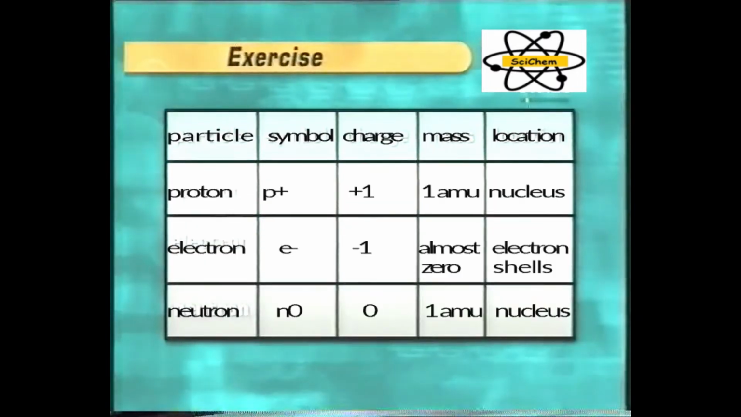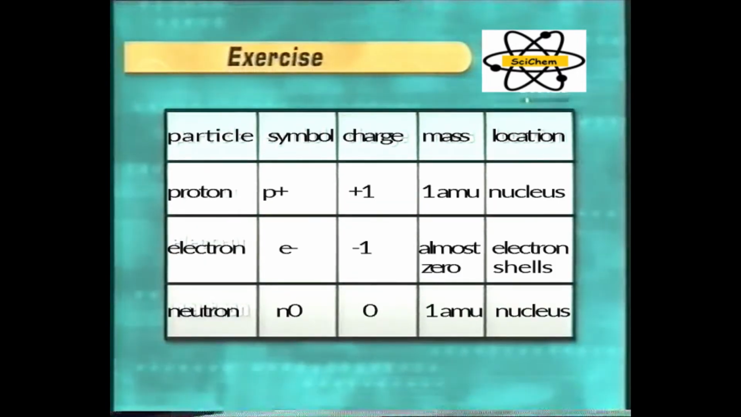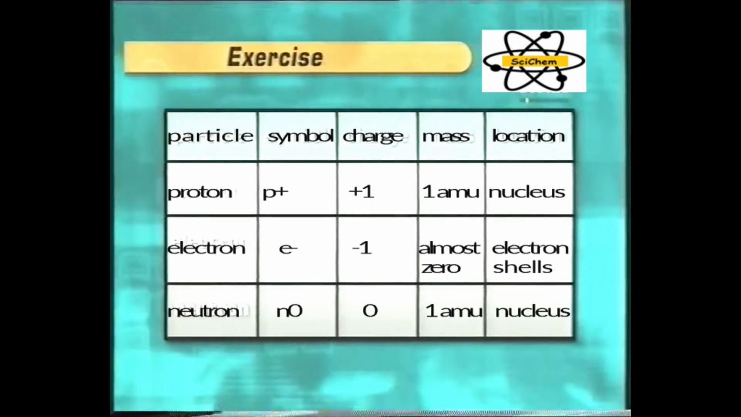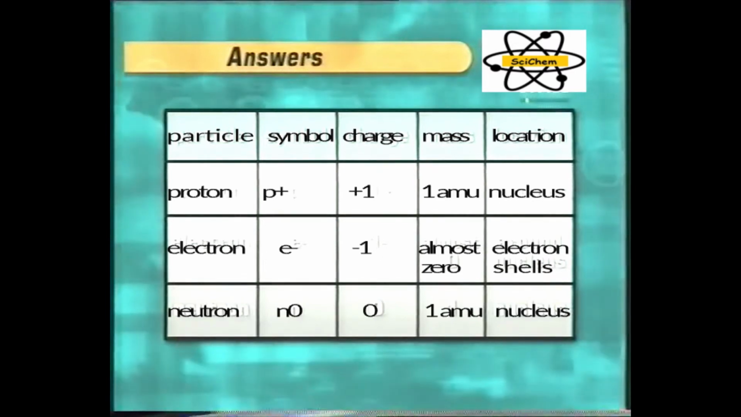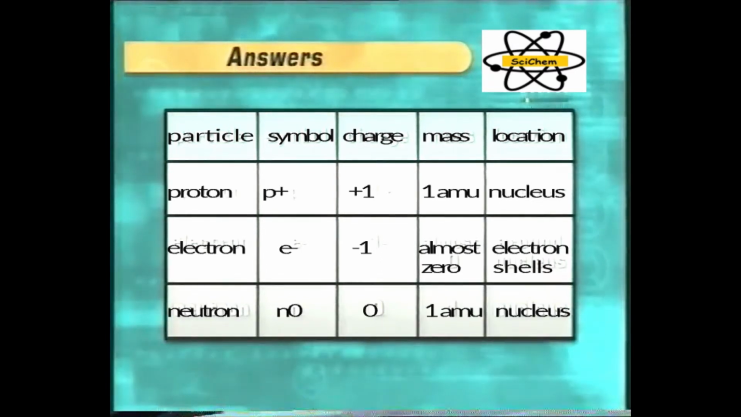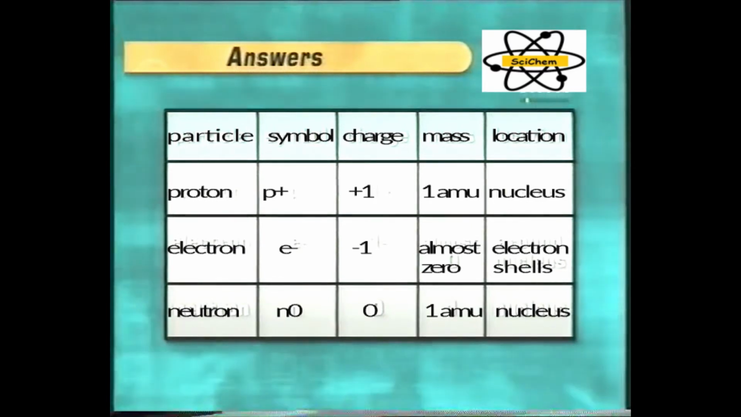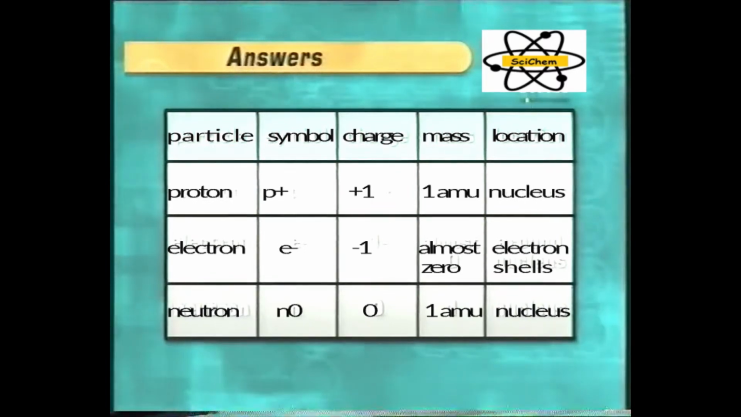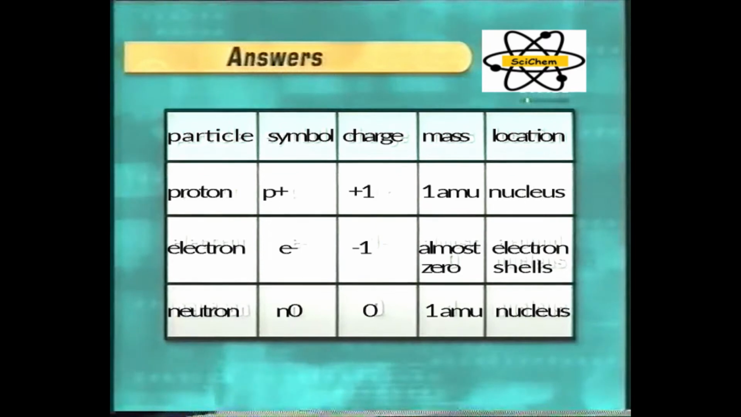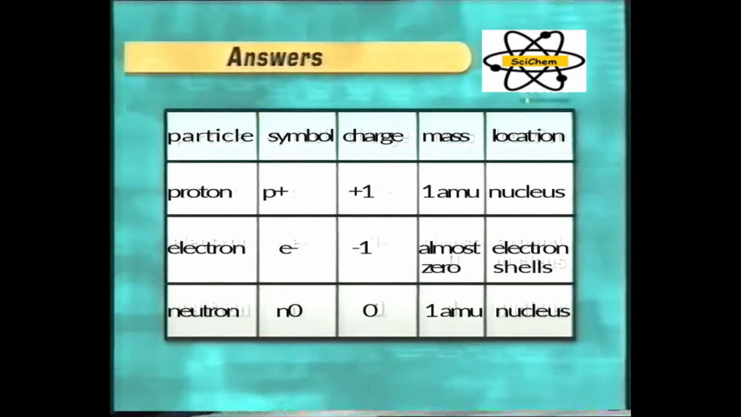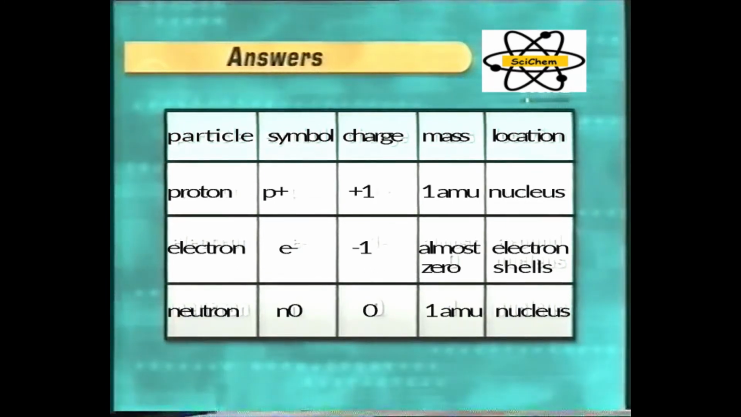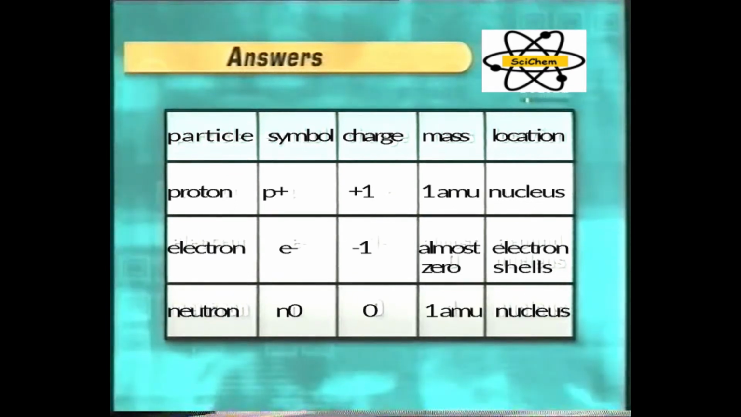Now pause the tape and copy down this table. Once you've filled in the blanks, start the tape again to check your answer. Protons have the symbol P, a charge of 1, a mass of 1, and are found in the nucleus. Electrons have the symbol E-, a charge of -1 and a mass of almost nothing. They are found around the nucleus. And finally, neutrons, which have a symbol of N, a charge of 0 and a mass of 1. Neutrons are found in the nucleus.